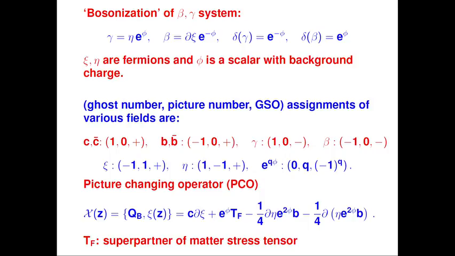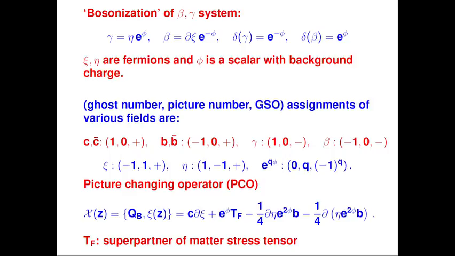And here is the definition of the picture number. It is simply the anti-commutator of the BRST charge with this field xi that I introduced here. When one explicitly calculates this anti-commutator, one finds an answer like this. Here mostly it is ghost fields, but we have some matter component TF. TF is basically the superpartner of the matter stress tensor. And the point I want to emphasize again is the picture number that this operator carries.